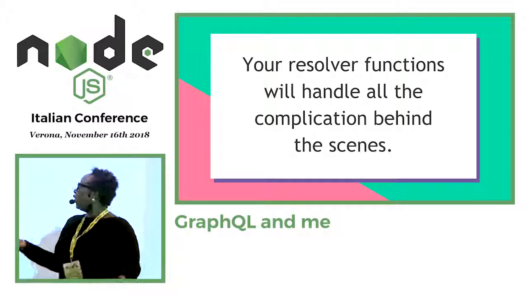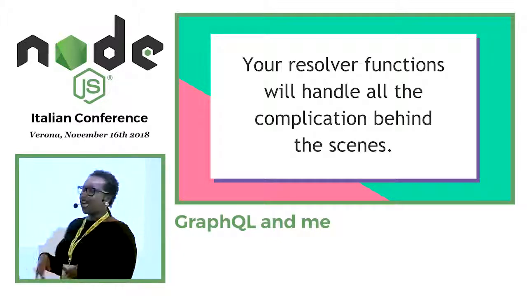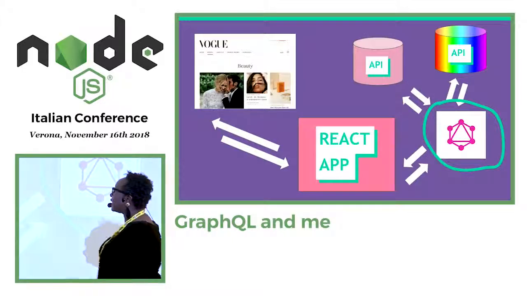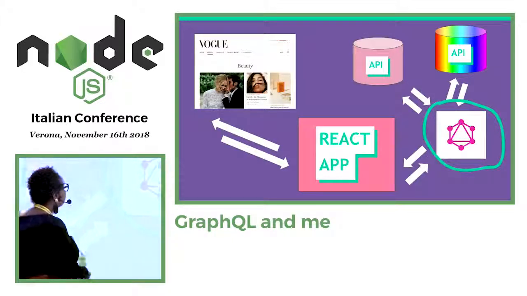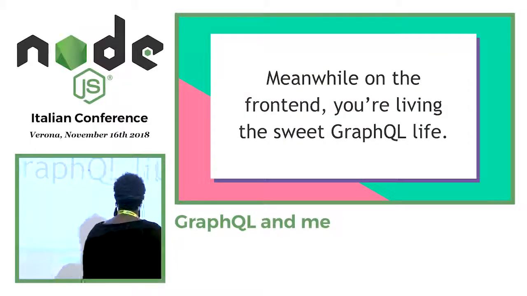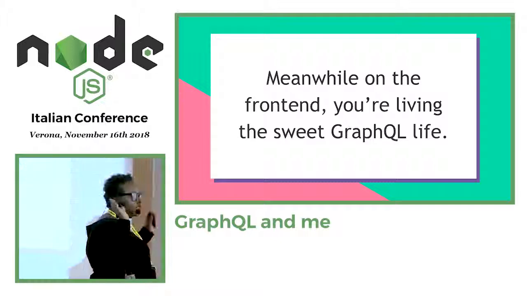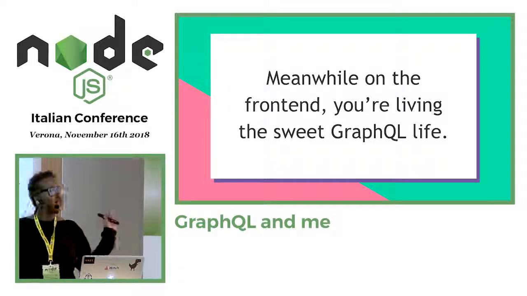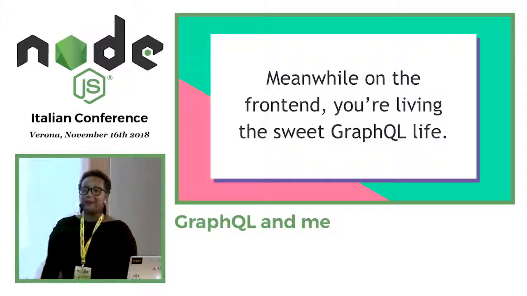Your resolver function will just handle this complication behind the scenes. Like I said, this GraphQL layer will just handle that complication. Meanwhile, your front end is just living its sweet GraphQL life. It doesn't really know about this confusion, just living in blissful ignorance.